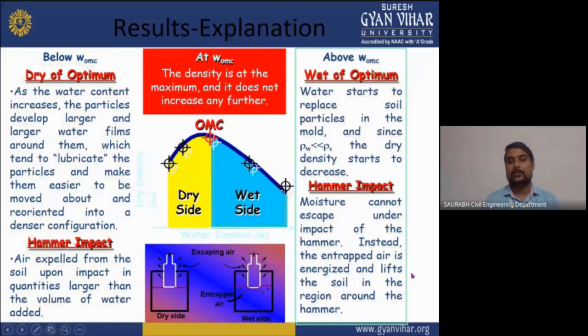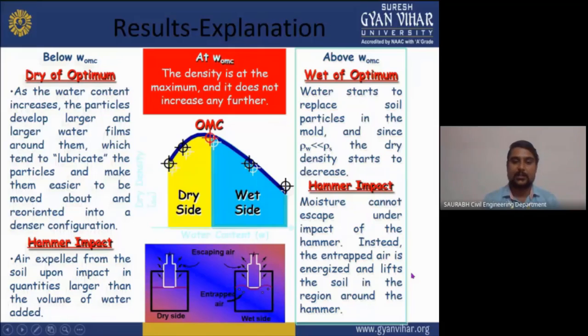And here is also wet of optimum. What is the meaning of wet of optimum here? Water starts to replace the soil particles in the mold, and since rho w will be less than rho s, the dry density starts to decrease. Hammer impact, what is the hammer impact? Moisture cannot escape under the impact of the hammer. Instead, the entrapped air is energized and lifts the soil in the region around the hammer. So these are the result explanations of compaction.